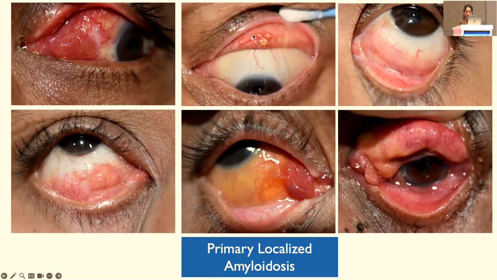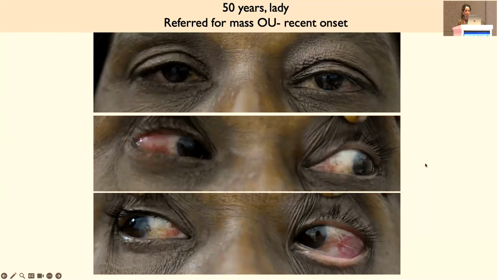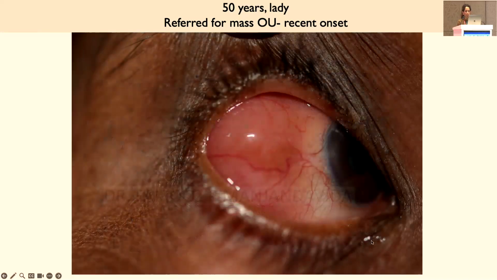This was just a small, you know, query SGC, concretion, and I just did a biopsy and this came out to be amyloidosis, extensive. This was very, very extensive where the patient presented with ptosis. 50-year-old lady referred for a mass, both eyes, recent onset. She had a fullness over here, query fat prolapse. Well, it really doesn't look like a fat prolapse, right? Fat prolapse is yellowish.